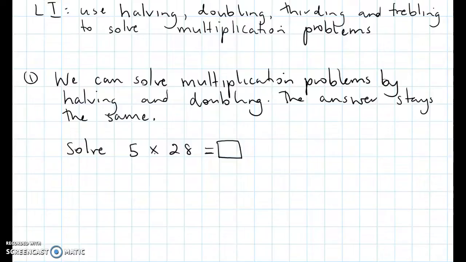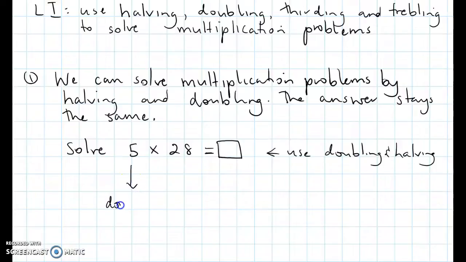So we're going to use doubling and halving. So one of these two we have to double, and the other one we have to halve. So which one is better to double? Which one is better to halve? So I think this is probably better to double. So we double this one. We must always halve this one.